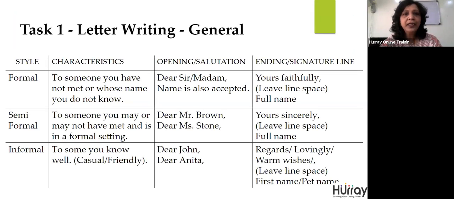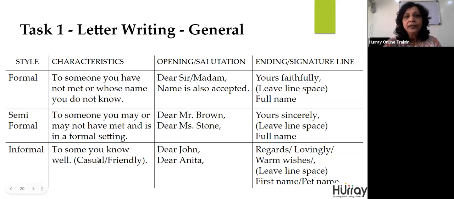Let's look at the general writing first, and then we'll go to the academic writing. For general writing, task 1, which is letter writing, there are 3 kinds of letters: formal, semi-formal, and informal. A formal letter is written to someone whom you have not met or you do not know the name of the person. Whereas a semi-formal letter is written to someone you may or may not have met, but again, it's in a formal setting, you have a formal relationship with the person.